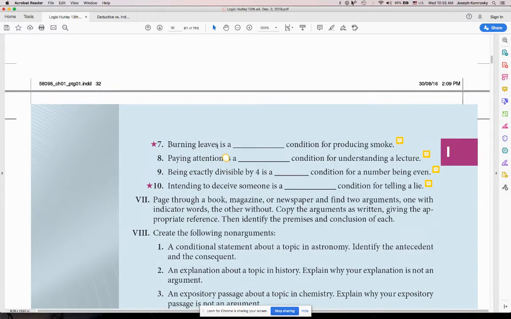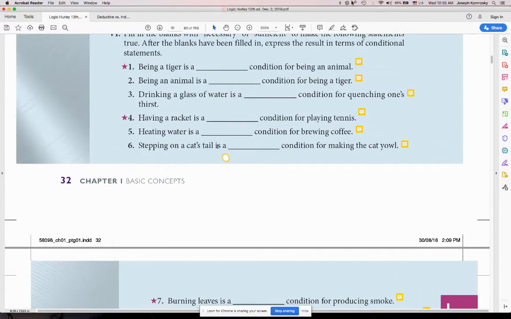And let me show you an example of how Hurley makes a mistake here. You'll like this one. Number 5. Heating water is a blank condition for brewing coffee. Is it necessary or sufficient? Some of you thought necessary. I have to heat water to make coffee, right? Some of you thought sufficient. What other way can you brew coffee?